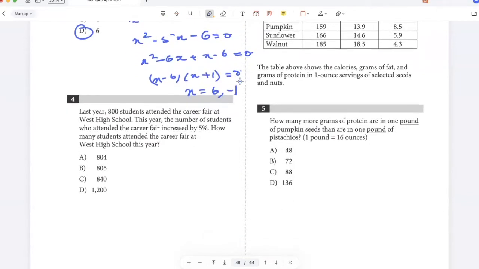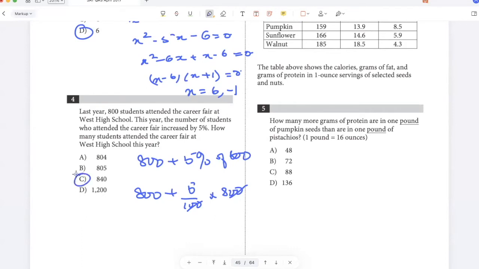Last year, 800 students attended the career fair at West High School. This year, the number of students who attended the career fair increased by 5%. How many students attended the fair this year? So 800 plus 5% of 800. So 800 plus 5 over 100 into 800. So that's 840. C.